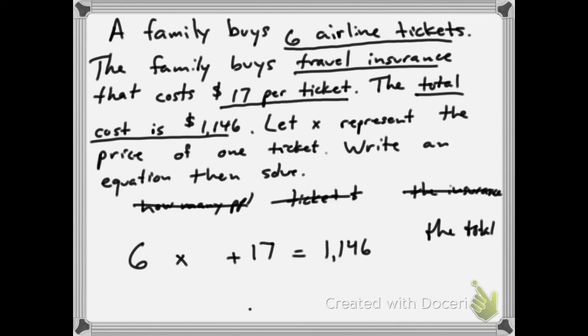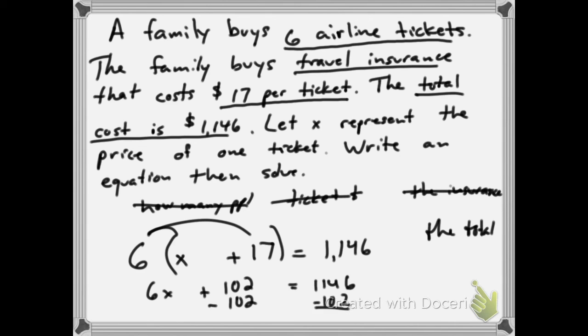$1,146. Now, the common mistake is that they would go ahead and solve right now, but we multiply the 6 with the x, but we also have to multiply the 6 with the 17 because each person has to pay the $17 for the insurance. It's not just one flat fee for everybody. So we distribute, we have 6x, and then we distribute the 6 with the 17, which is 102. And then now we have our two-step equation. We subtract 102 from both sides.